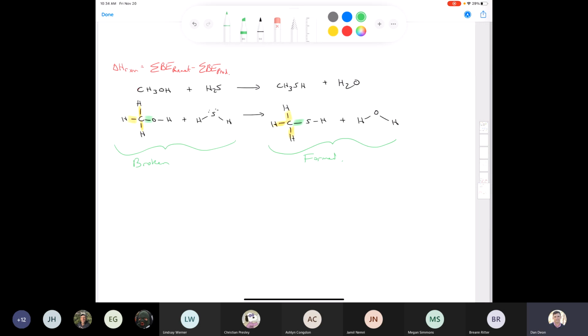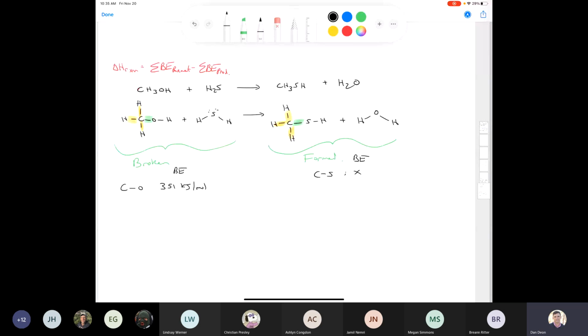So I look at the bond enthalpy for a carbon-oxygen bond. Its bond enthalpy is 351 kilojoules per mole. This is its bond enthalpy. If I look at the bond enthalpy of the carbon-sulfur bond that's formed, that's what I'm looking for. So we'll say that's X.